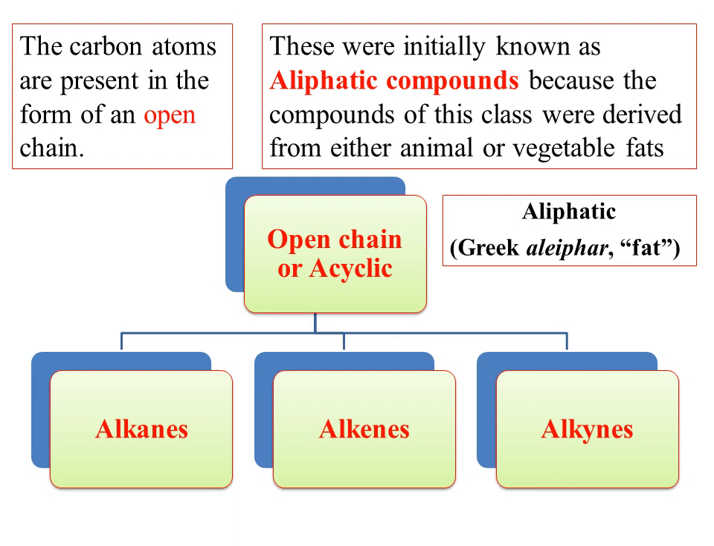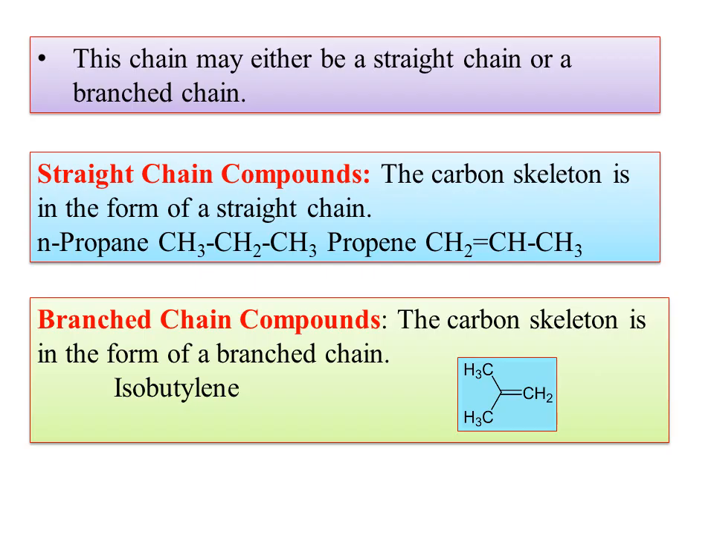Those open chain compounds are further classified into two categories. One is called saturated, the other one is called unsaturated. Saturated means the carbon-carbon bond is satisfied by a single bond. Those are called saturated hydrocarbons and we are going to call them alkanes. Unsaturated hydrocarbon means carbon-carbon bonds are satisfied by either a double bond or a triple bond. If they are satisfied by a double bond, they are called alkenes. If they are satisfied by a triple bond, they are called alkynes.